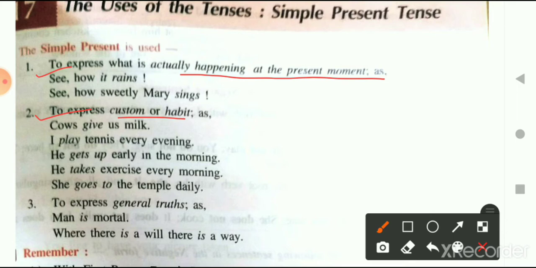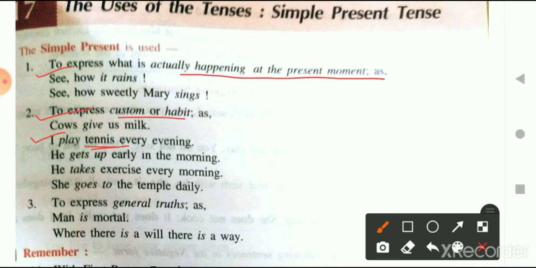Okay, the second example is I play tennis every day. It is a form of custom. Custom means he is doing that habitual action. He is doing it as his habitual action. He is playing tennis every day.